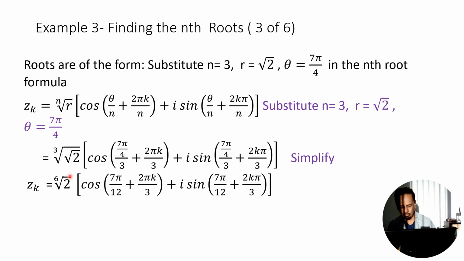This cube root of square root becomes, 3 times 2, sixth root of 2, times cosine of 7 pi over 4 times 1/3, which becomes 7 pi over 12, plus 2 pi k over 3. Similarly, plus i sine of 7 pi over 12 plus 2k pi over 3.